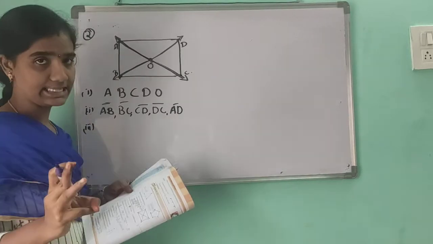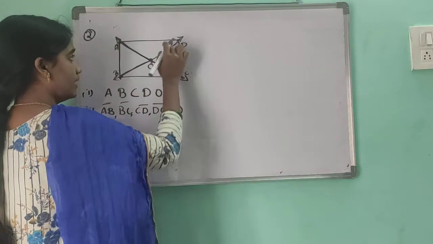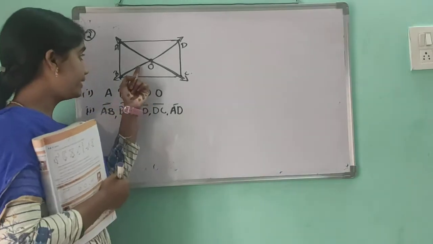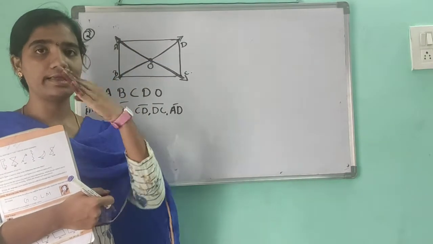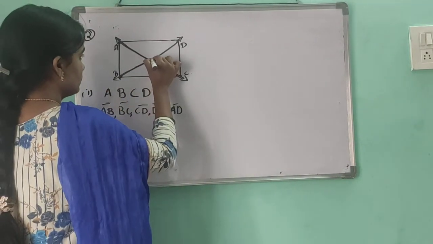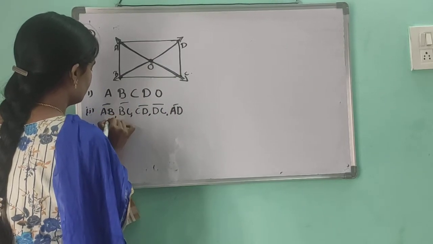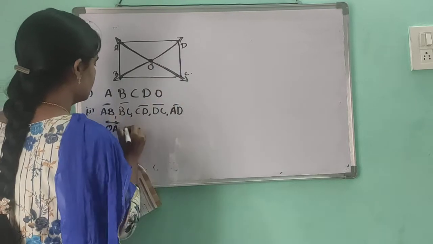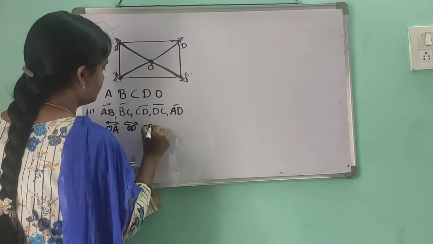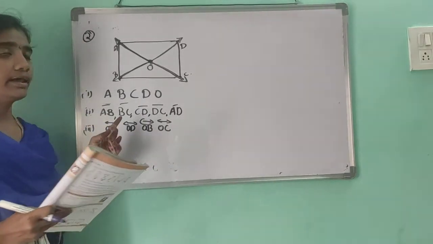Write any 3 rays. That means ray, because it has only 1 starting point. It starts with 1 point and it does not end. It is endless. So these are the rays. Start with 1 point: O to A, O to D, O to B, O to C. These are the rays.